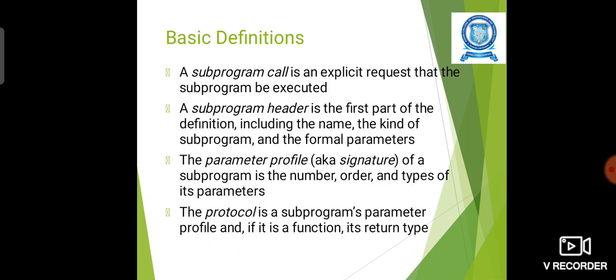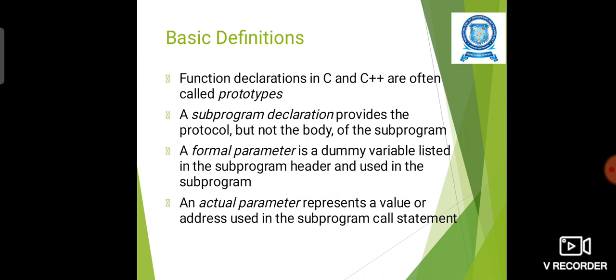A subprogram call is an explicit request that the subprogram be executed. The subprogram header is the first part of the definition, and it contains the name of the subprogram, the kind of the subprogram and the formal parameters. The parameter profile of a subprogram is the number, order and types of its parameters. Similarly, a subprogram has a protocol. Protocol is a subprogram's parameter profile and, if it is a function, its return type. Function declarations in C and C++ are often called prototypes. A subprogram declaration provides the protocol but not the body of the subprogram.